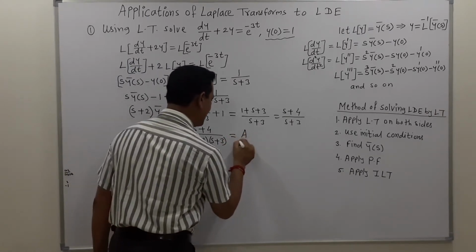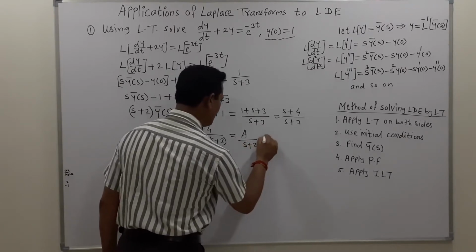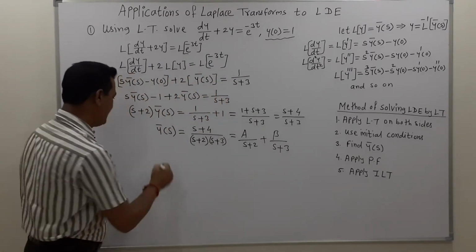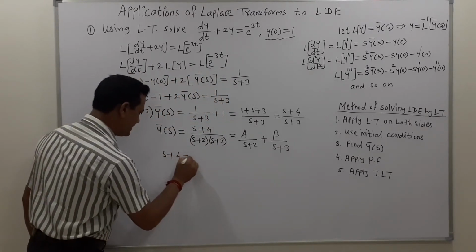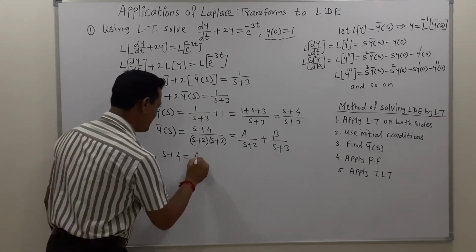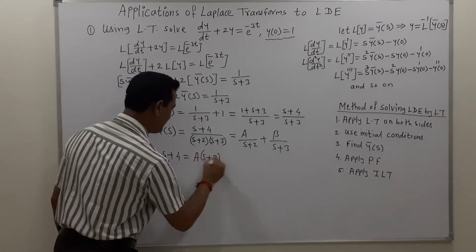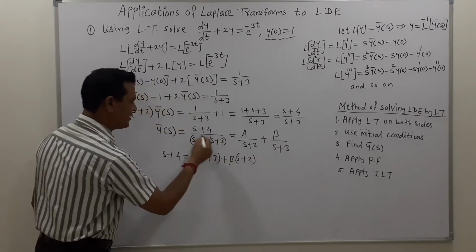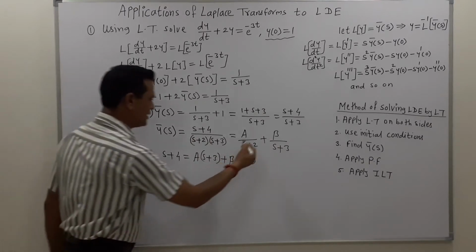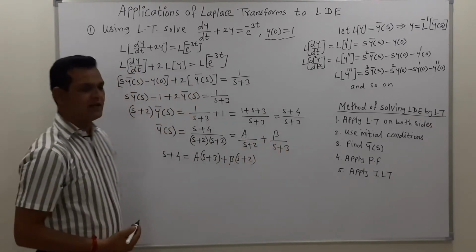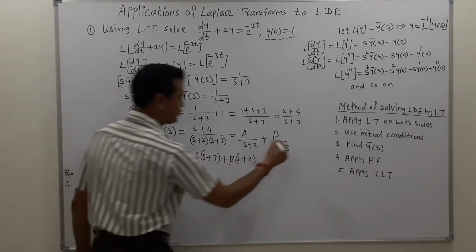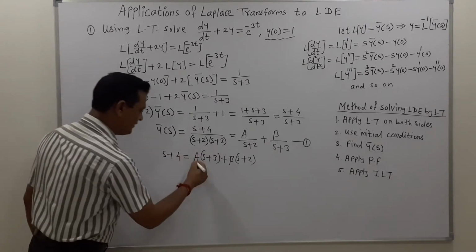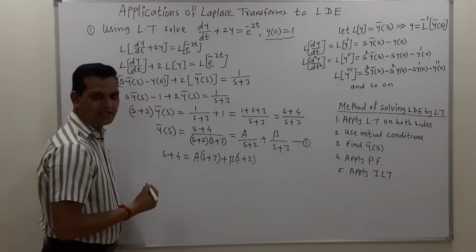We can write these as a upon s plus 2 plus b upon s plus 3. So now we can write its partial fraction as s plus 4 is equal to a into s plus 3 plus b into s plus 2. After taking the denominator term to the right side, s plus 2 will get cancelled here and s plus 3 will get cancelled here. So now this is the equation. For our simplicity, let's call this equation number 1. Now find the values of constants a and b. We know that this is very simple.